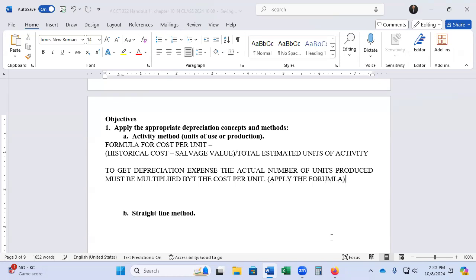You may have remembered from 2302 when you talk about predetermined overhead rates, right? You come up with the rate, and then in order to apply overhead, you use those rates. And that's similar here. We're coming up with a rate, and then we have to use that rate to calculate our depreciation expense using actual figures.